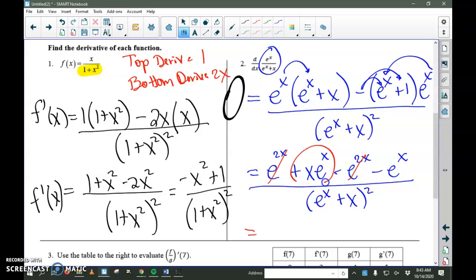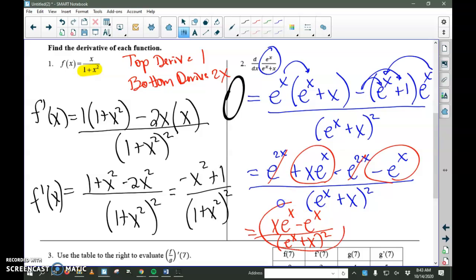These things do not interact with each other. They're not common terms. They're not like terms. One has an x as a product, x times e to the x. The other one does not. So I simply write that this is equal to x e to the x minus e to the x, over, again, this e to the x plus x squared. You can leave it here.